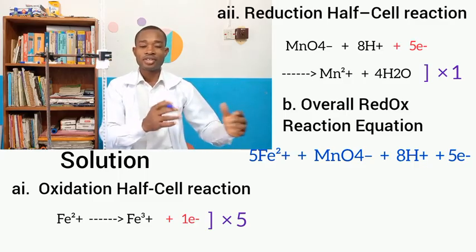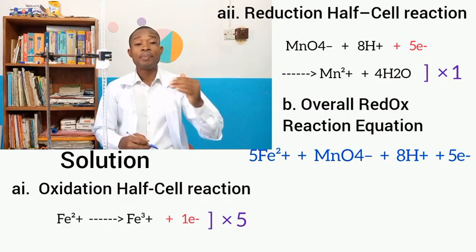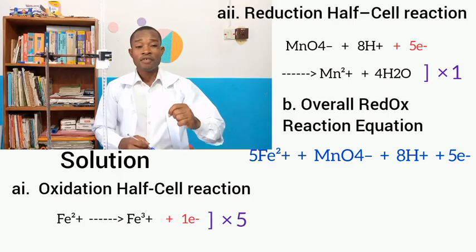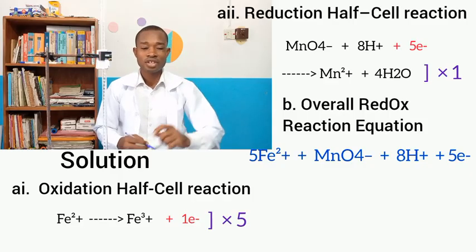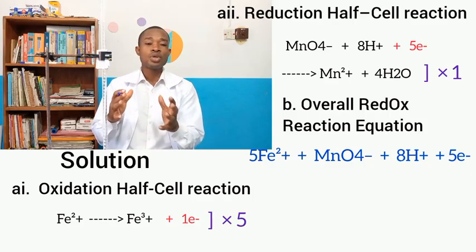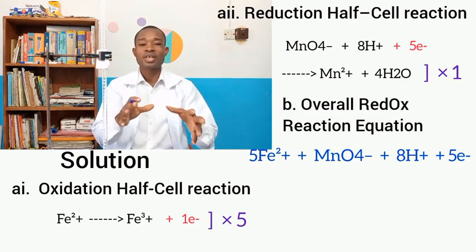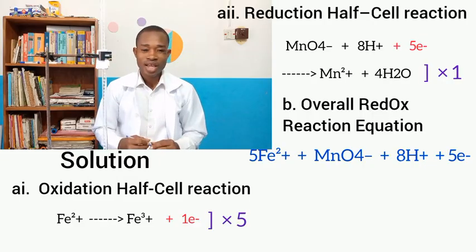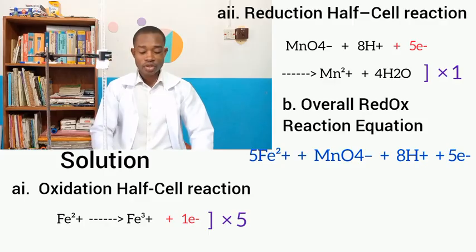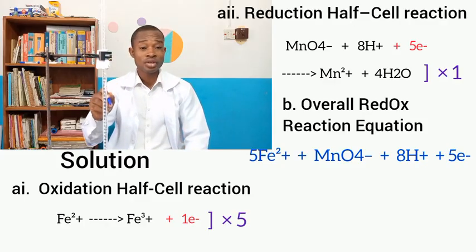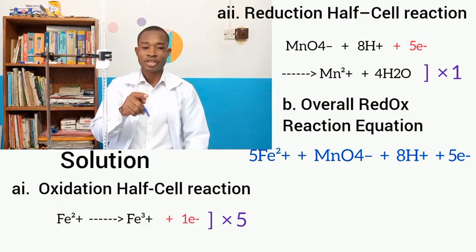Then going to the product side. Again, we're going to combine the product we obtained from the oxidation half cell reaction equation together with the product we obtained from the reduction half cell reaction process. And what do we have there from the half cell reaction equations? Now in the oxidation process we have Fe3+ plus 1 electron.